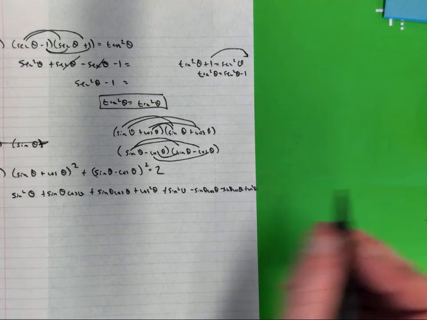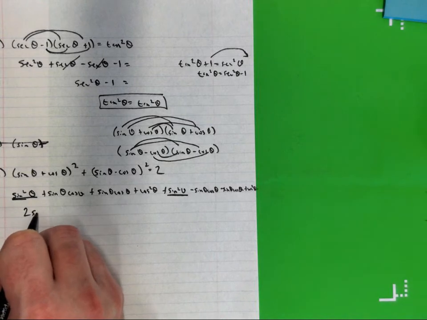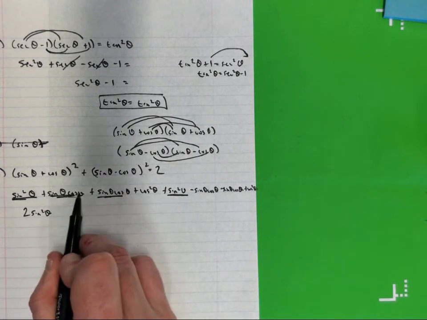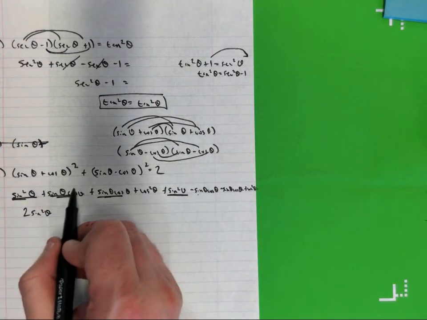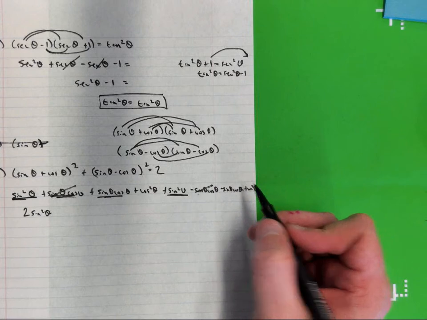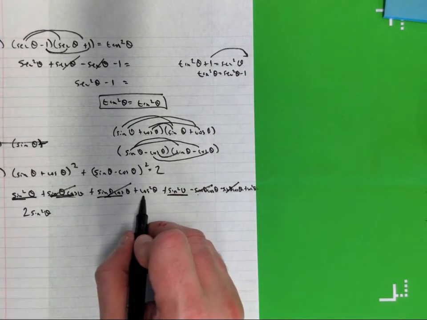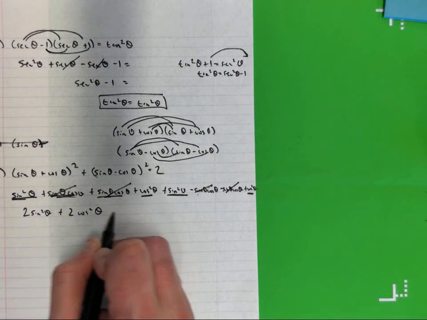Okay, let's combine like terms. A sine squared and a sine squared, that's 2 sine squared theta. Now look here. This is sine theta cosine theta, sine theta cosine theta. Then I have a negative sine theta cosine theta. I can cancel one of these out with this, and cancel the other one out with the other. Now I have cosine squared and cosine squared. That's plus 2 cosine squared theta.